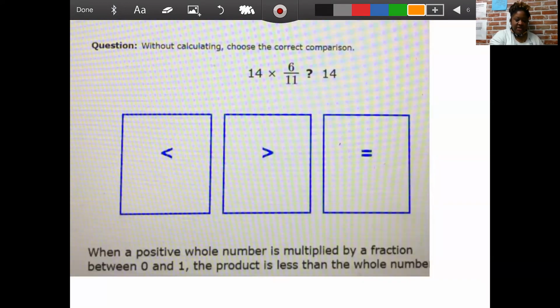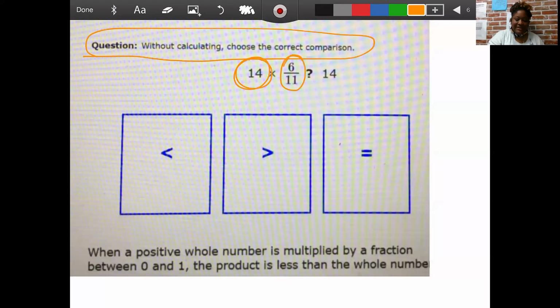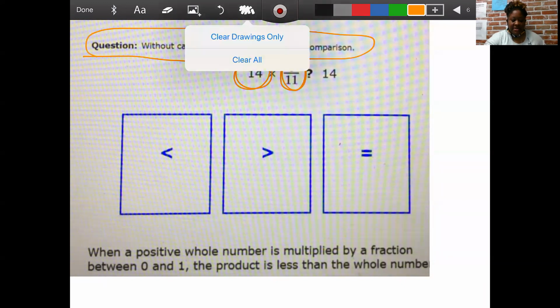Okay, let's try this one. Without calculating, choose the correct comparison. So you have 14 as your whole, and you're multiplying that by 6/11. Ask yourself, is 6/11 a number less than 1? Is it 1? Is it greater than 1? And so you'll be able to answer.